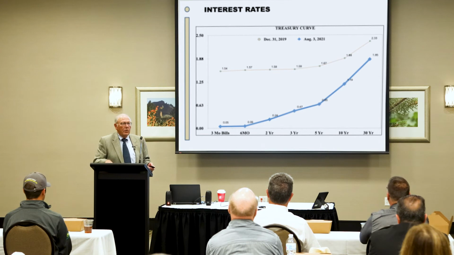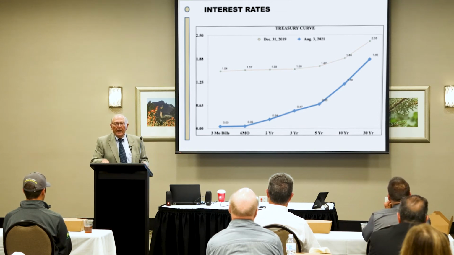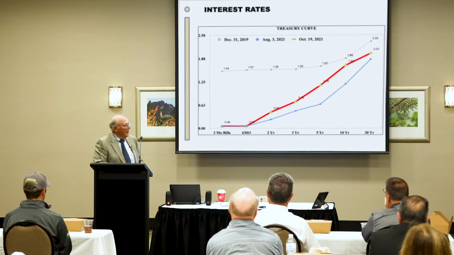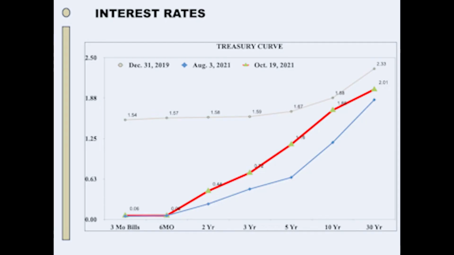Well, what's happened to interest rates since the Fed sent the signal they're about to remove the accommodative monetary policy? Here's the curve as of yesterday. Interest rates have moved up. The curve has steepened even further with intermediate and long rates up. For example, the 10-year Treasury this morning is at 165 in yield.